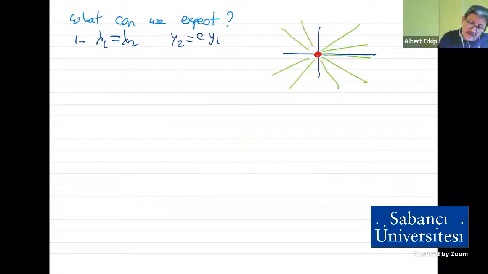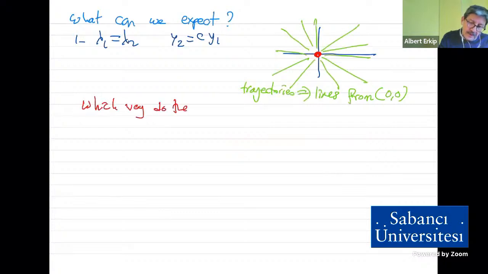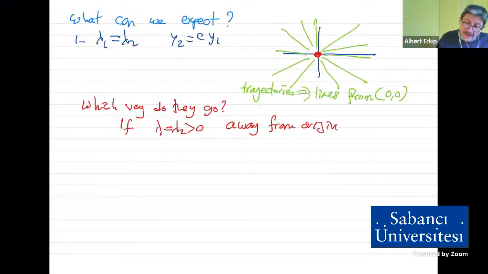Because y2 is, okay, these are the trajectories. Lines through the origin, from 0, 0. Now, which way do they go? If lambda 1 equals lambda 2 is positive, away from the origin, and if lambda 1 equals lambda 2 is negative, towards the origin.